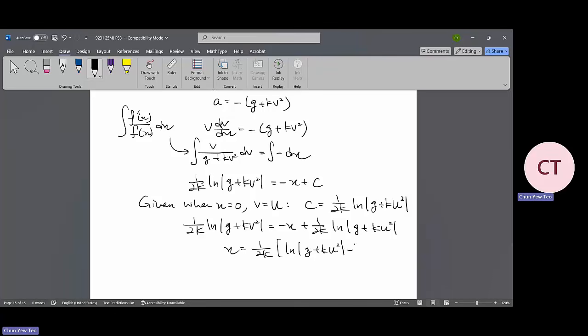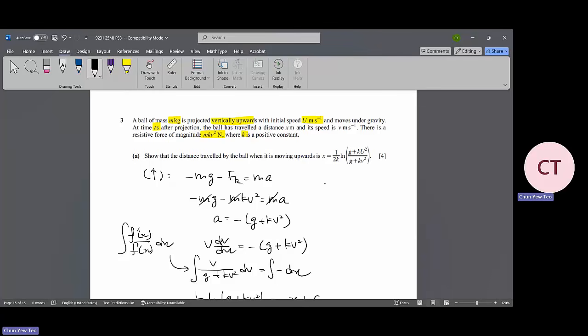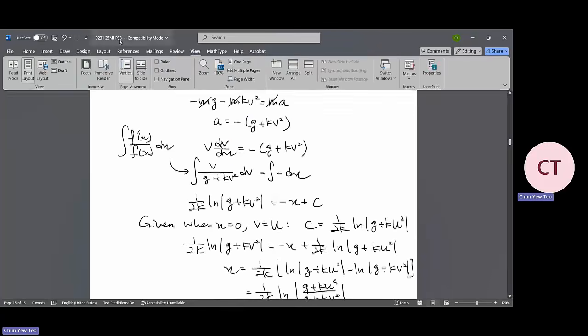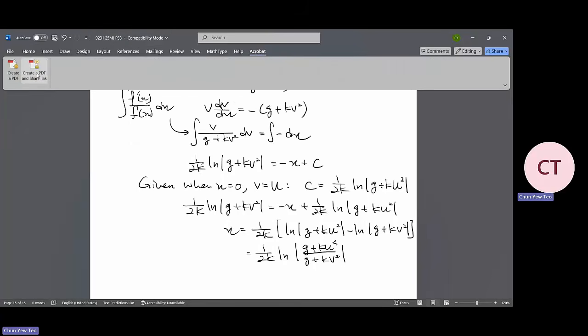Minus the ln of the g plus the k v squared. Join together by the law of logarithm. This is what we have. But the question over here just uses brackets. They didn't use modulus. Okay, so we can just use the bracket.